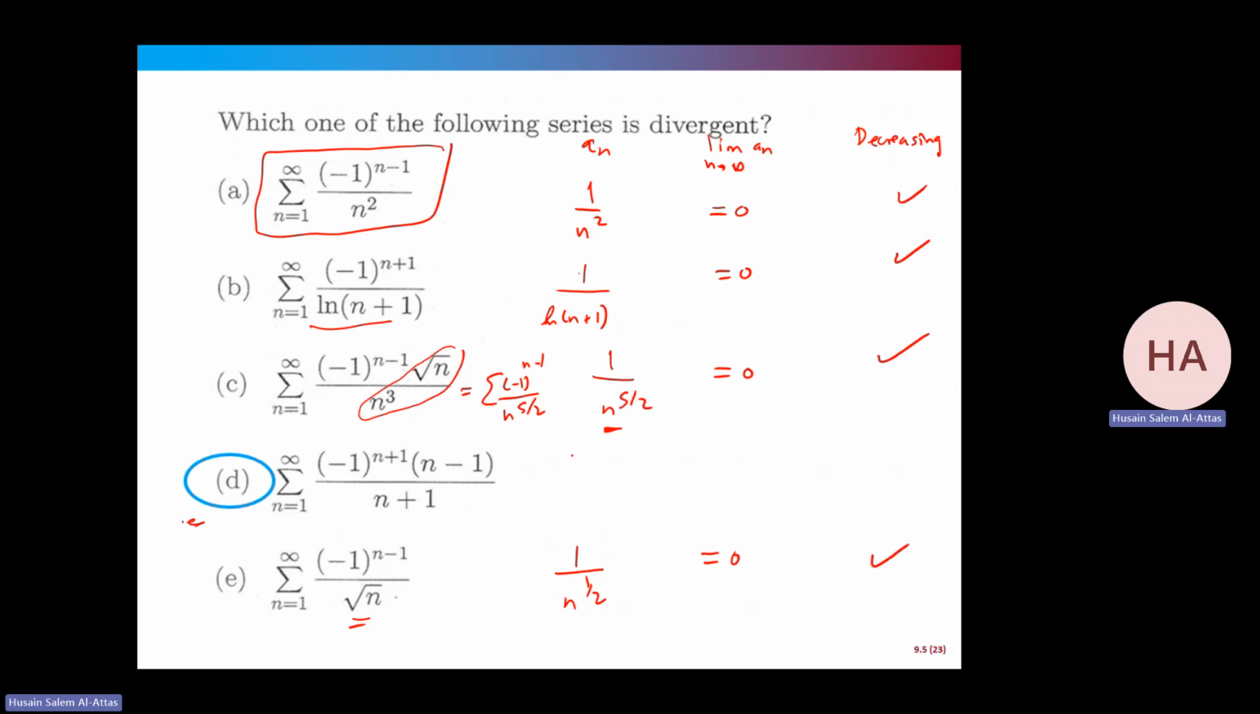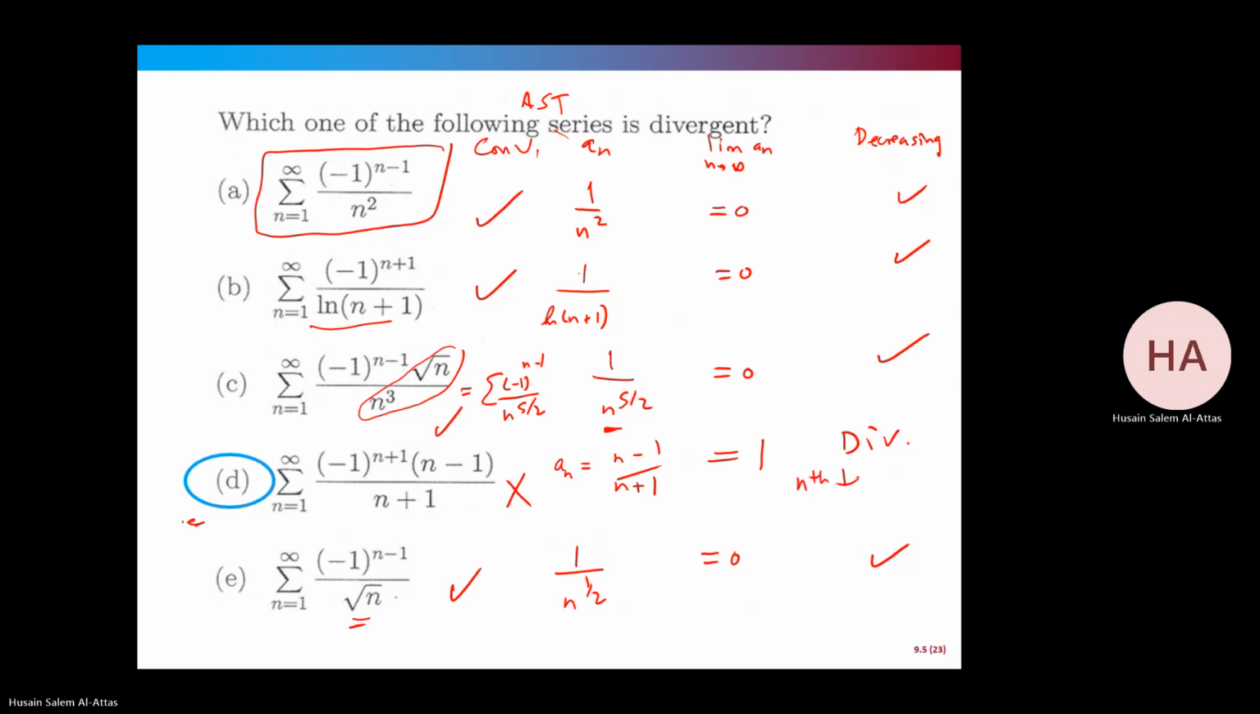This one, if you notice, what is an? an will be (n minus 1) over (n plus 1), and that limit will be equal to 1. So this diverges. The rest converge by AST. Yes, yes, yes. This is no. So this is the only one divergent, actually, by the n-th term test for divergence.